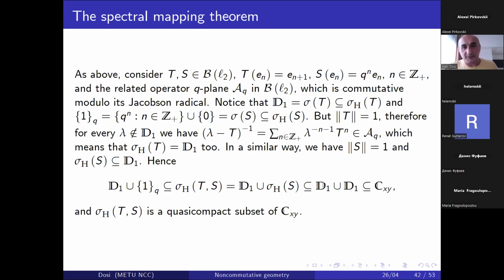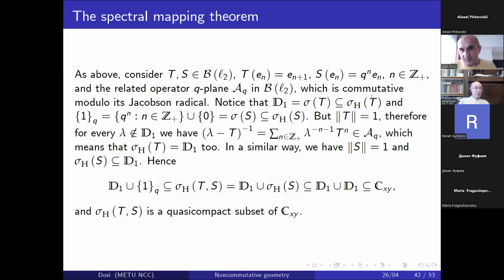Well, here is an example where you can apply it. Let's turn back to the same shift operator and the diagonal operator. So let's take the quantum plane algebra, AQ. I told you it's commutative modulo the Jacobson radical. So let's calculate all spectra inside of this algebra. Well, the spectrum of T, the shift operator, is the unit disk.